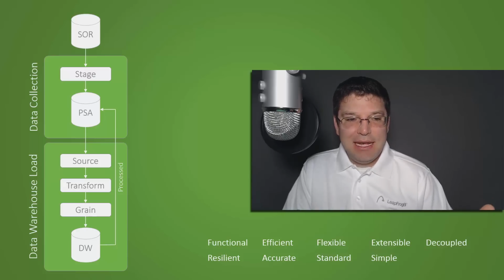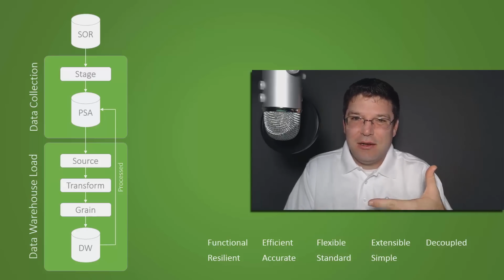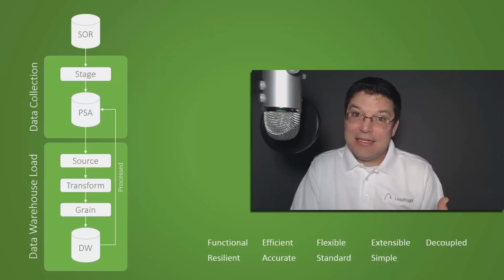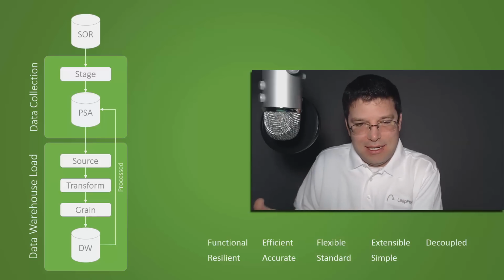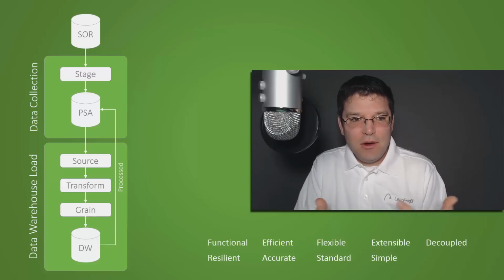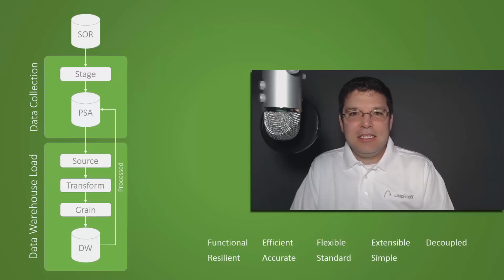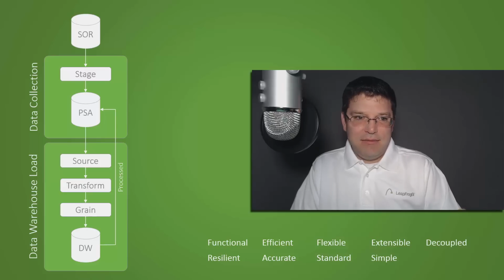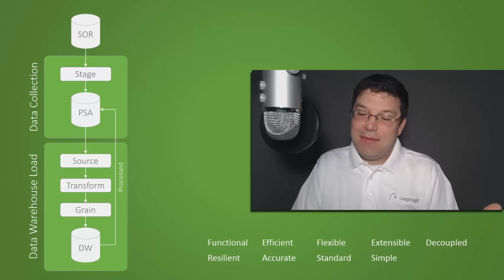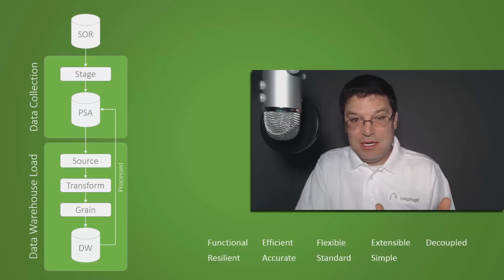Flexibility. Now we have a two-phase load process. We have a data collection process where we're going to be creating this new reliable source, PSA, and then we have a target model load process. Those two now are completely decoupled. There's no reason why we couldn't run the data collection process every 15 minutes and then just run the data warehouse load process once a day. We've got that type of flexibility built into this type of system.